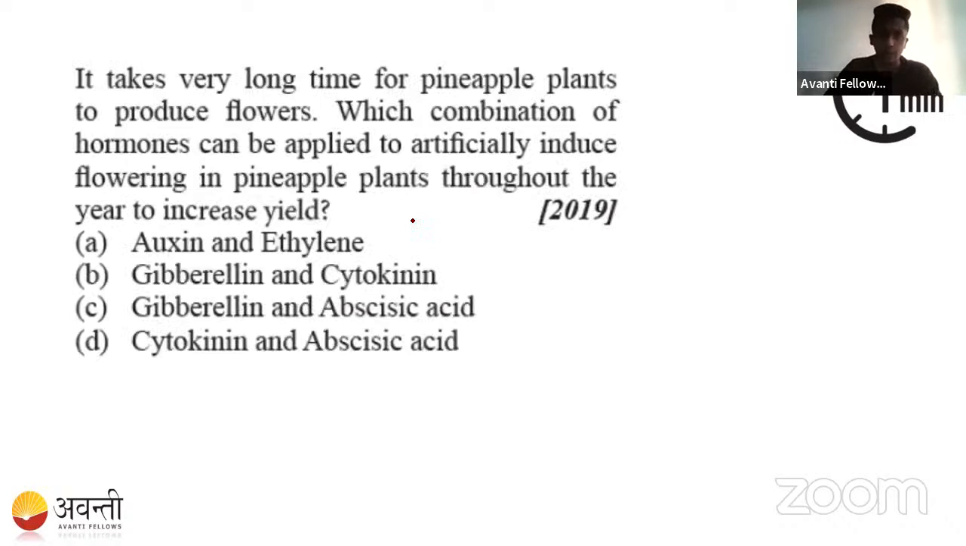Okay. Next one. It takes a very long time for pineapple plants to produce flowers. Which combination of hormones can be applied to artificially induce flowering in pineapple plants throughout the year to increase the yield? So we have the options. The first one is auxin and ethylene. So I will launch the poll. You can try to answer this question.